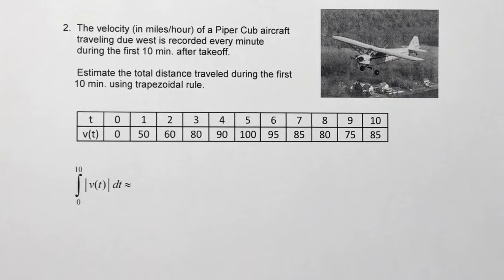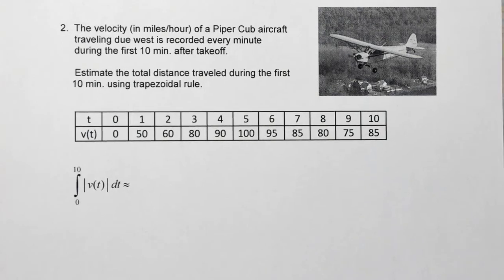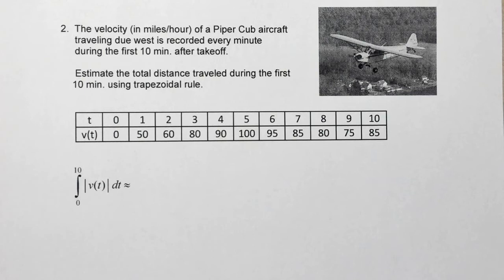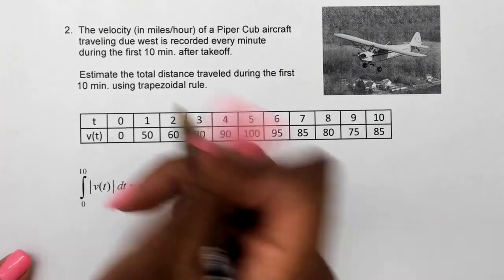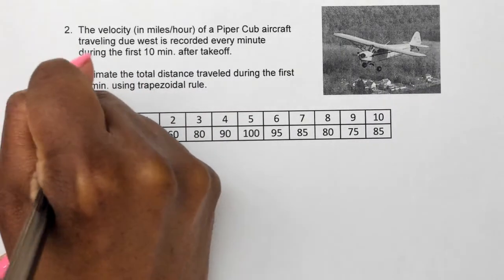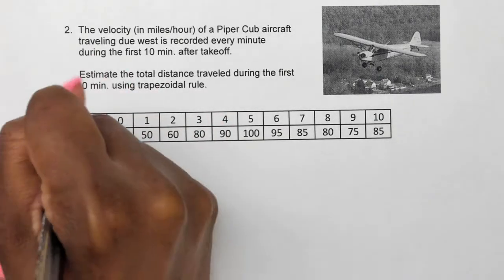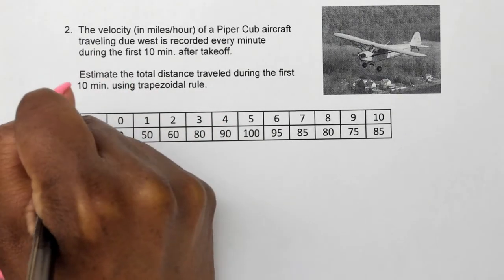So the velocity in miles per hour of a Piper Cub aircraft traveling due west is recorded every minute during the first 10 minutes after takeoff. Estimate the total distance traveled during the first 10 minutes using the trapezoidal rule. So the first thing we need to identify here is the fact that our units are not the same. Time is in minutes, and our velocity is in miles per hour.